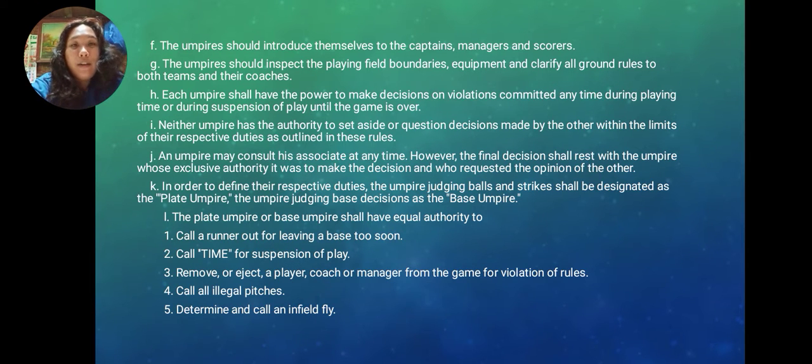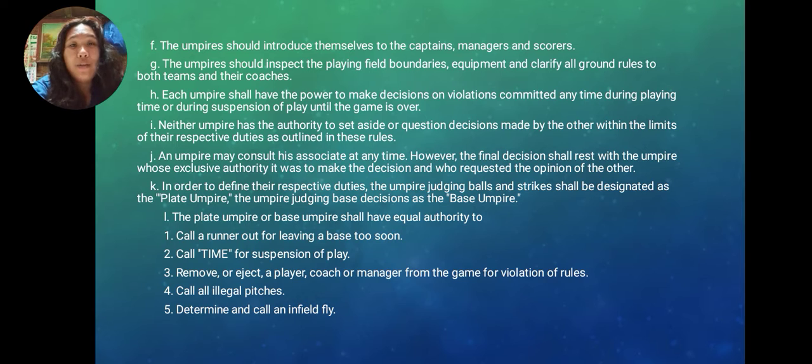For letter F, the umpires should introduce themselves to the captains, manager, and scorers. Letter G, the umpire should inspect the playing field boundaries, equipment, and clarify all ground rules to both teams and their coaches. For letter H, each umpire shall have the power to make decisions on violations committed at any time during playing time or during suspension of play until the game is over.